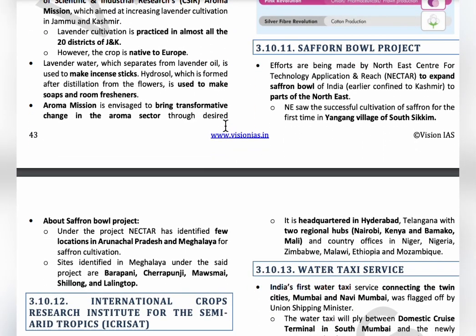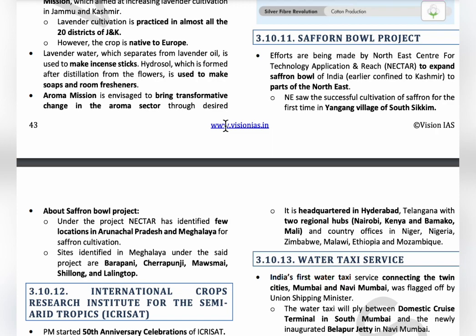The next topic is the Saffron Bowl Project. Under the scheme, experiments were made to expand saffron cultivation in some parts of the Northeast. Yangang village of South Sikkim has become successful in saffron cultivation. Some sites in Arunachal Pradesh and Meghalaya were identified as suitable places for saffron cultivation.